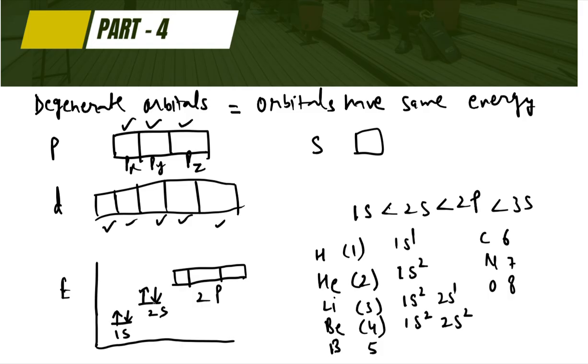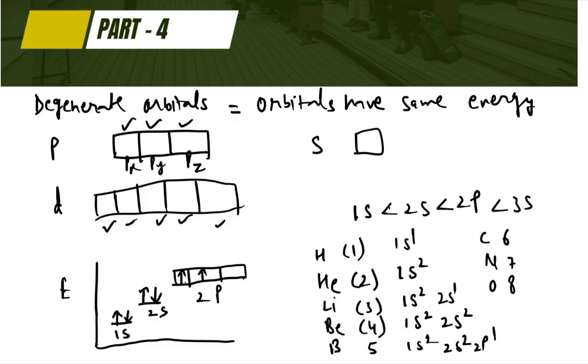So 1s2, 2s2 and the next electron will move to the 2p orbital. So this is 1s2, 2s2 and 2p1. What about carbon? So the next electron will fill here rather than in the same orbital.